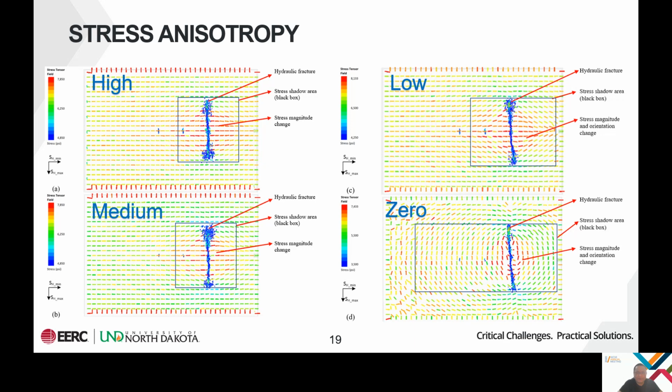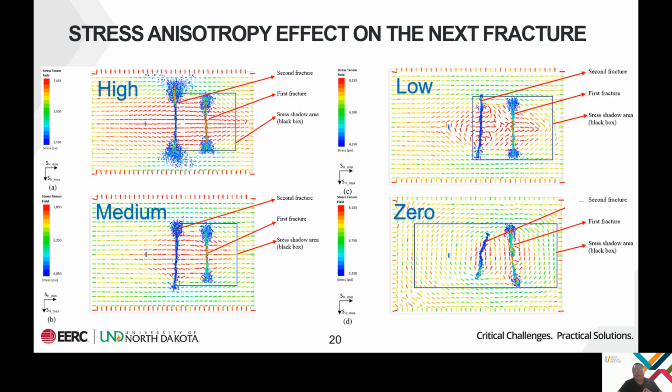So how it looks for the result, when we have the high, this is what the stress shadow looks like, and also the medium, this is how it looks. When we reduce, the stress anisotropy becomes lower and lower, and we have low, as we can see, the stress shadow area becomes larger compared to the high and medium. When you reduce it to 0, it has the largest stress shadow area. What does it impact? Is there an effect? Yes. I will show you the effect on the next fracture.